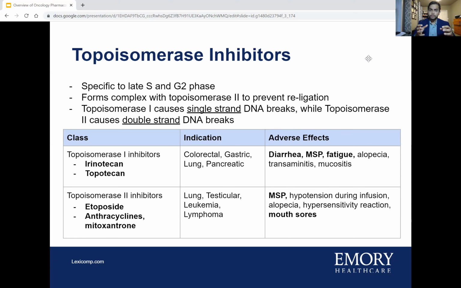And topoisomerase is an enzyme that cleaves DNA, either with a single strand cleavage or a double strand cleavage. This is important because DNA is so tightly wound up. You need to open it up so you can gain access to it. Then once you've got your access, you need to religate it. So these drugs inhibit the activity of topoisomerase, the enzyme, which leads to irreversible single strand or double strand breaks, which leads to the cell dying off.